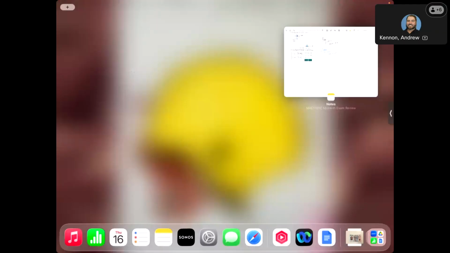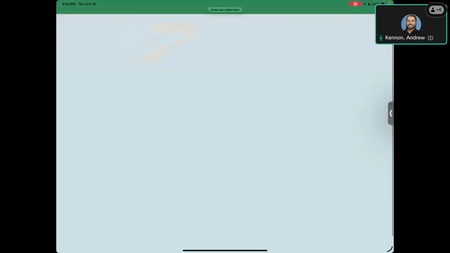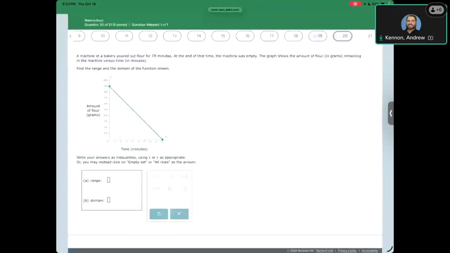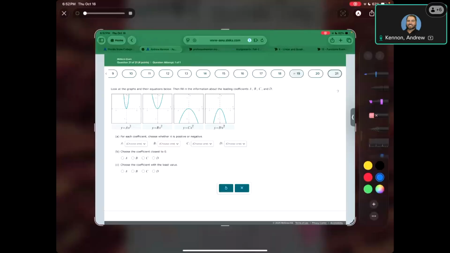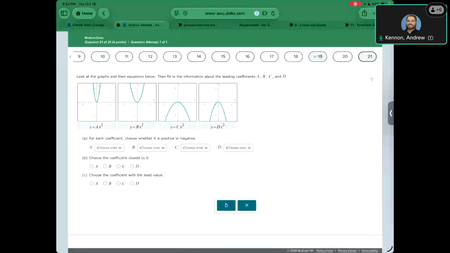And the last one I don't think is super hard. Actually, let me answer it real quick and then I'll write on it. For each coefficient, choose whether it is positive or negative. A is going to be positive because it opens up. B is going to be positive because it opens up. C is negative and D is negative because they open down.